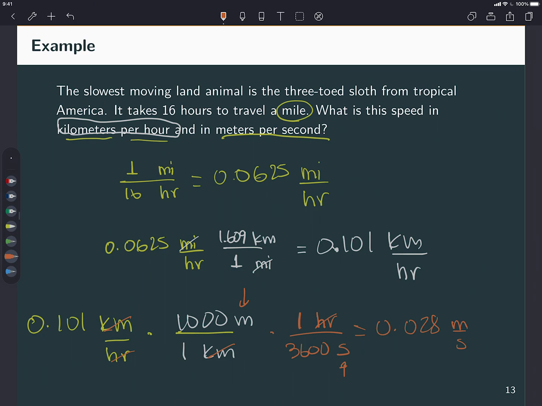Okay, so this is how you convert back and forth between different units. Hope that was helpful.